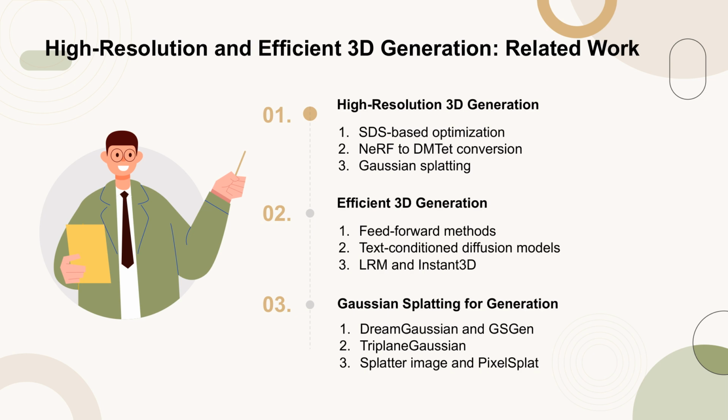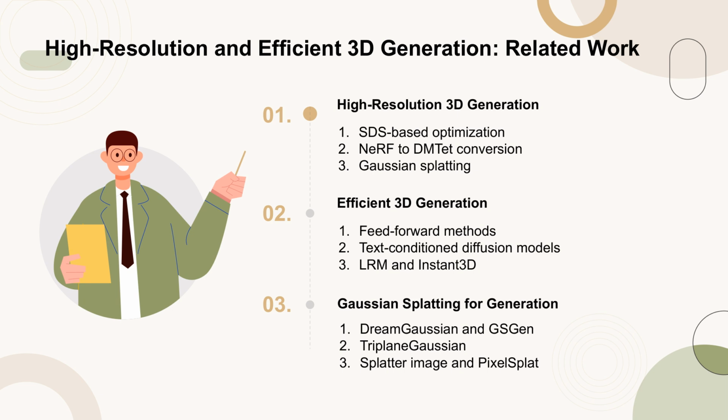In the realm of high-resolution 3D generation, current methods predominantly employ SDS-based optimization techniques, which necessitate both expressive 3D representations and high-resolution supervision. Techniques like Magic 3D convert NeRF to DMTet for finer resolution refinement, leveraging hybrid representations to capture high-quality 3D information. Gaussian splatting is another promising method, though it requires careful initialization and densification.